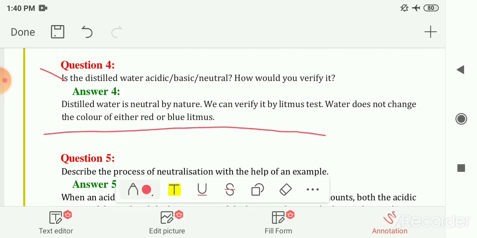Distilled water is neutral by nature. We can verify it by the litmus test. Water does not change the color of either red or blue litmus. So when we dip litmus paper into distilled water, it will not change its color. So we can say that distilled water is neutral by nature and it cannot change the color of either blue or red litmus paper.